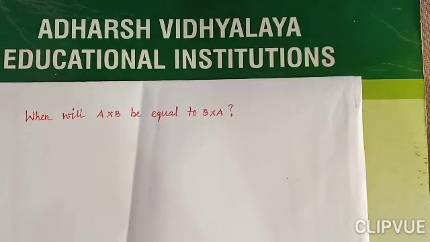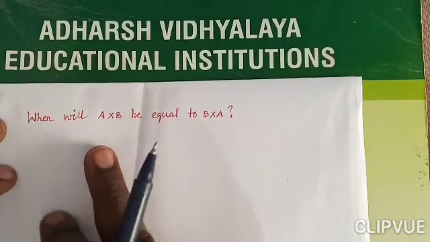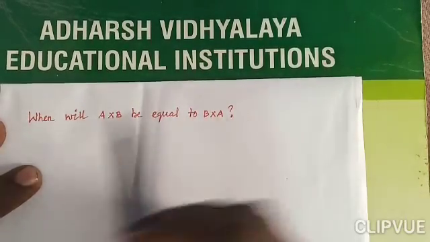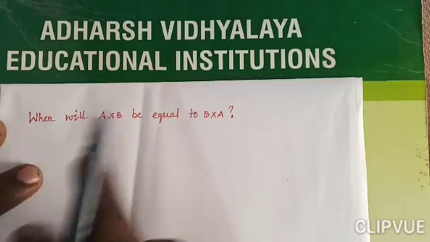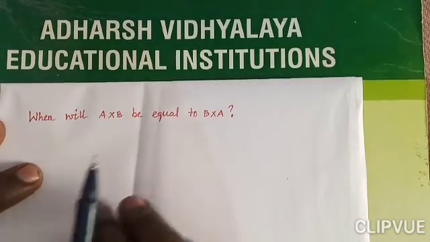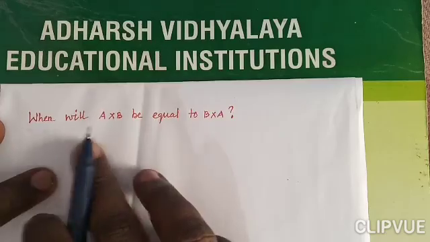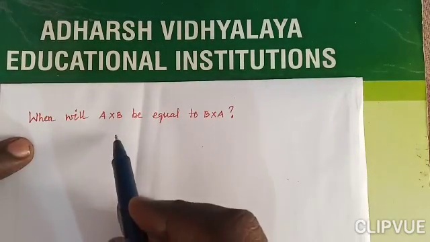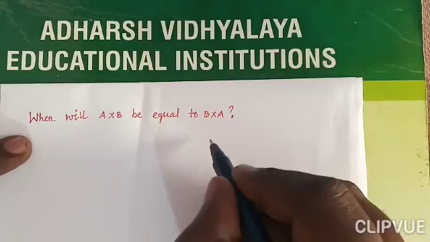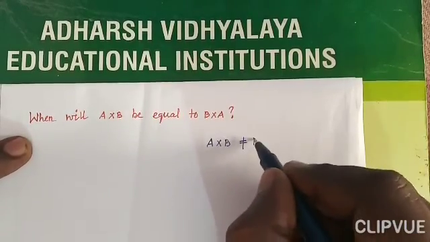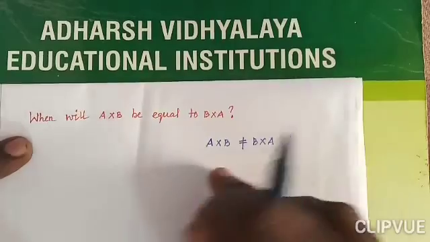Let us continue the topic Cartesian product. Now they are asking to show when A cross B will be equal to B cross A. Okay, let us begin with this question. So A cross B is not equal to B cross A, A cross B is not equal to B cross A in general.